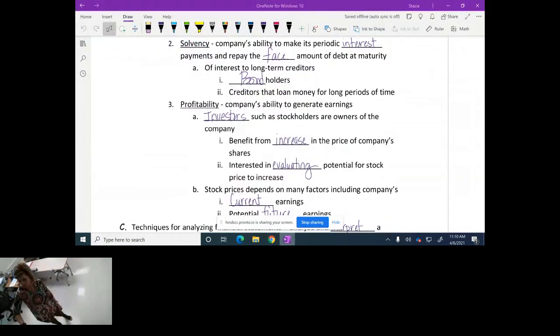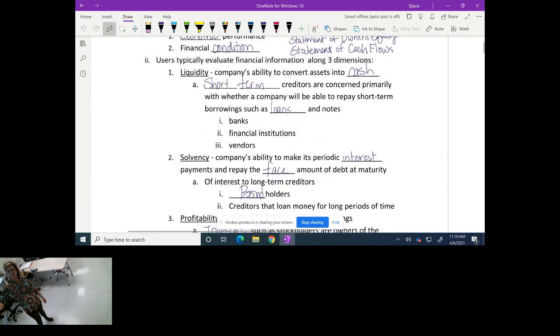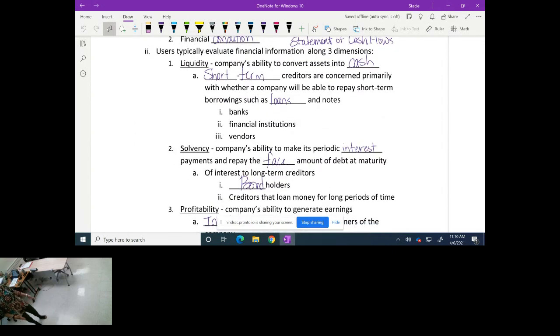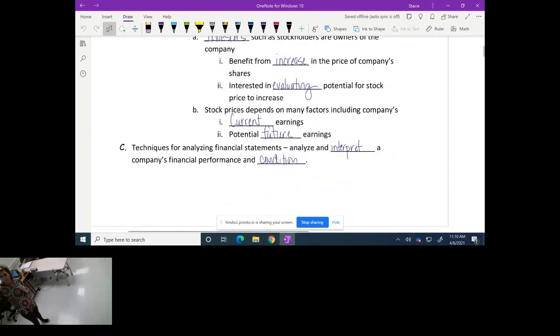Yeah, thank you. Okay, so we're talking about financial analysis. So there's three, they call it dimensions. Every time I see the word dimension, that throws me off. So there's three different facets, I guess, of analysis. You've got liquidity: how able is the company to convert assets to cash? Solvency: how able is the company to make interest payments? And then profitability: do they make a profit? Are they doing well?